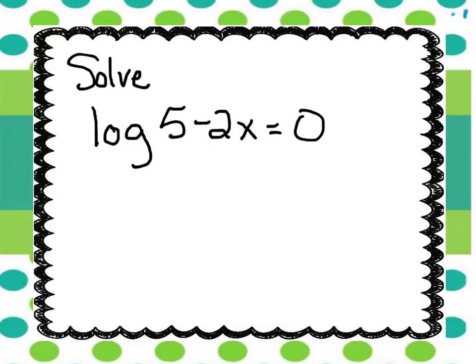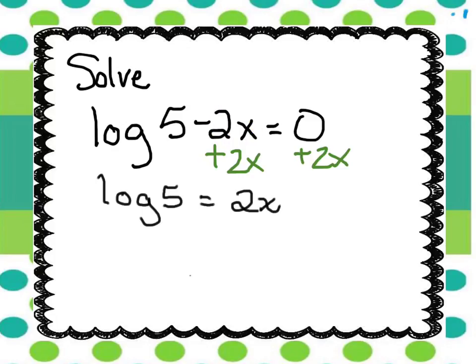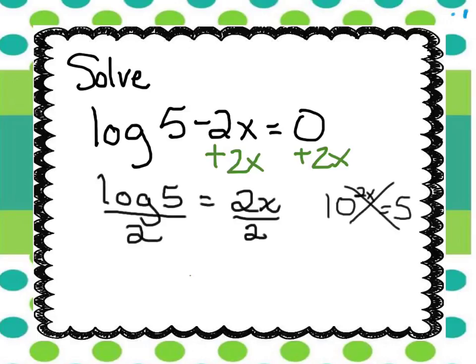Now, in these next couple of questions or problems, we're going to take a look at the power of parentheses. In this question, there are no parentheses, so this -2x is not a part of this log 5. So we need to isolate the log part. So we're going to add 2x to both sides, and now we can simply divide by 2 and solve for x. Now notice if you try to convert it to an exponent, we get nowhere. We can't really go anywhere with that conversion.